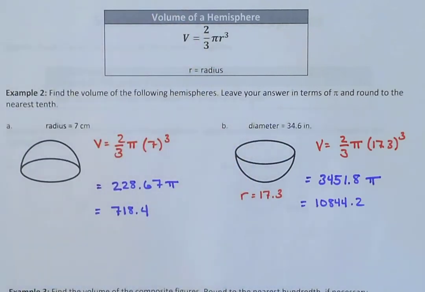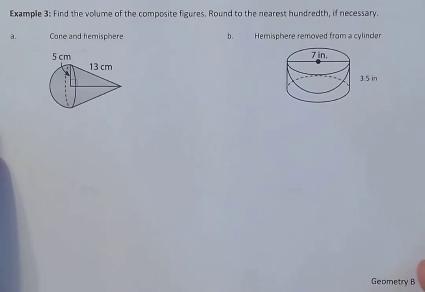So we've run through examples on how to find volume of spheres using 4/3 pi r cubed. We've talked about hemispheres using the 2/3 pi r cubed, and that's really kind of the main gist of our notes for today. Now, example 3 wants you to go through and find the volume of composites.